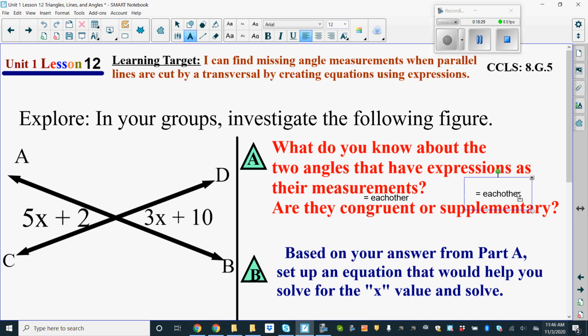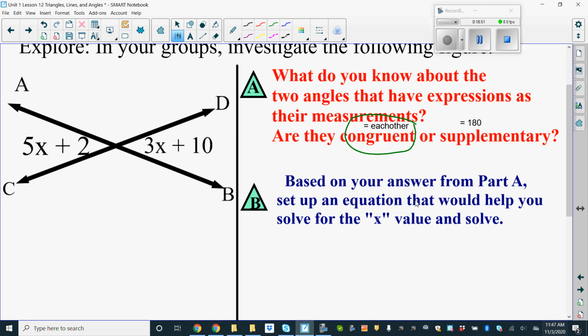Do they equal 180? So if you look at this, these are vertical angles. They're equal to each other. So therefore, these are congruent. So anytime that you circle the word congruent, you are going to set one expression equal up to the other expression. So the way you would set your equation is you take 5x plus 2 equals 3x plus 10. Because we know that this angle measurement will always be equal to this angle measurement. Now we just solve for x.